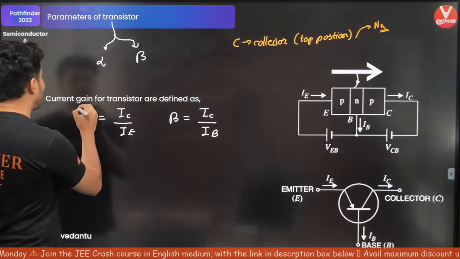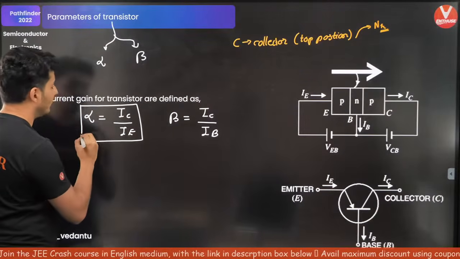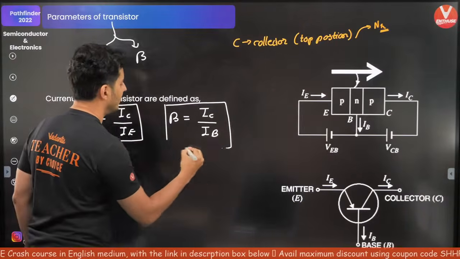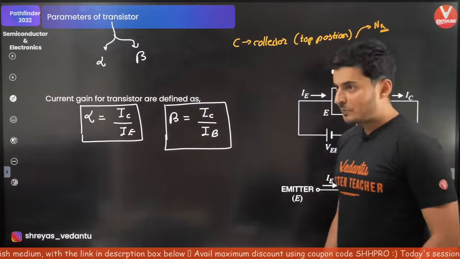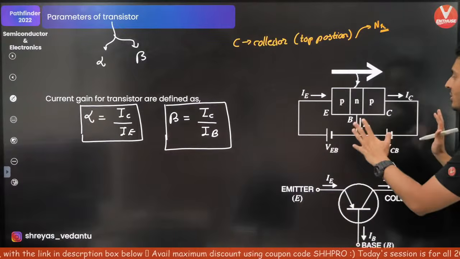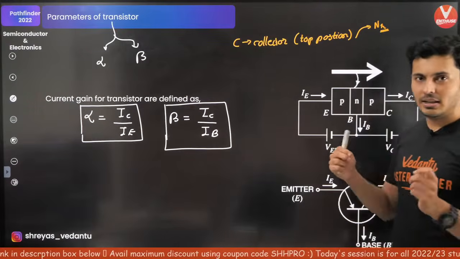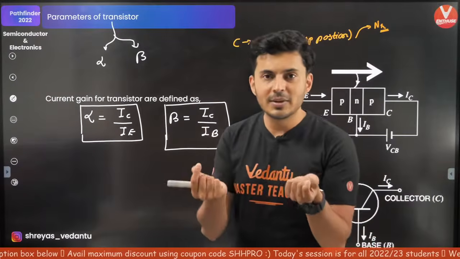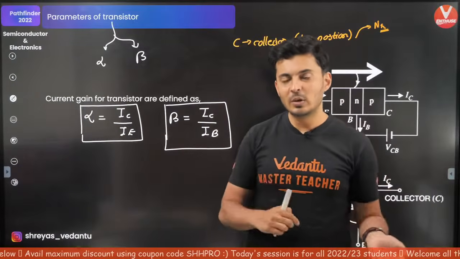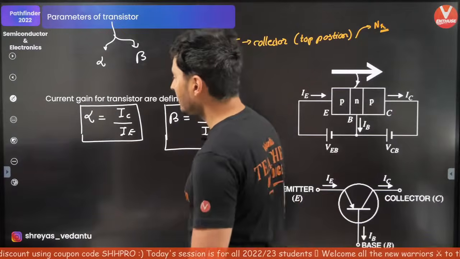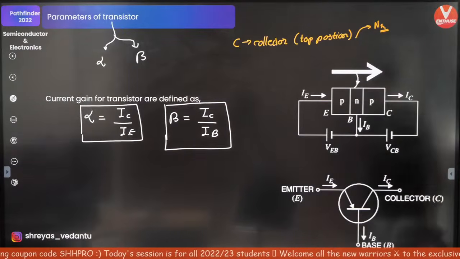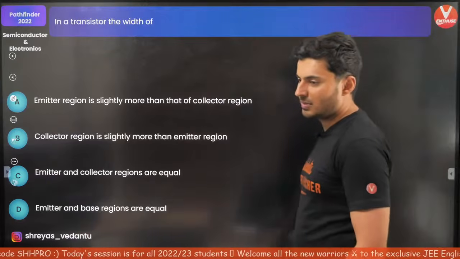They will give you these parameters and they will expect you to solve some numerical problems based on this. Very, very important. Okay. So alpha and beta give you the relationship between the base, emitter and the collector current. These will be given to you or they will be asked to find out based on other pieces of information. Cool. Shall we move ahead? Okay. Let's solve some questions based on this.